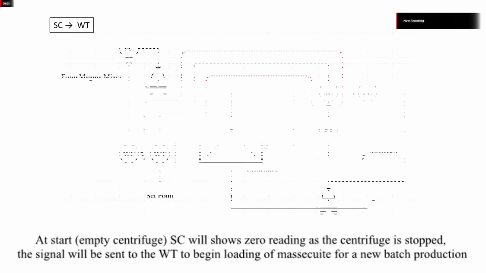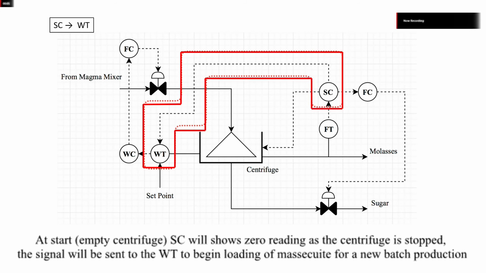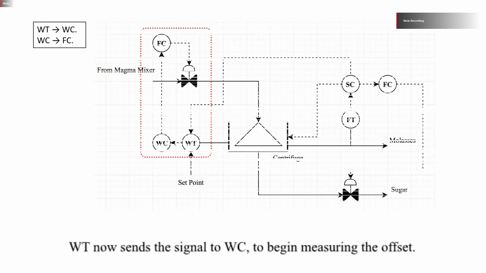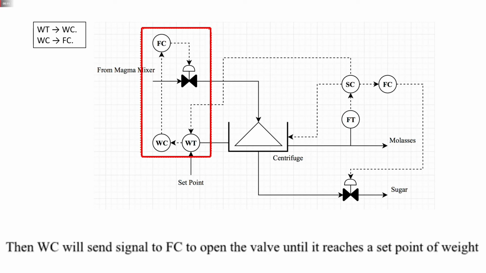At start, the speed controller will show a 0 reading as the centrifuge is stopped. The signal will be sent to the weight transmitter to begin loading of massecuite for a new batch production. Now, we can see a feedback loop in the highlighted area. The weight transmitter will measure the weight of the basket inside the centrifuge and send a signal to the weight controller to begin measuring the offset.